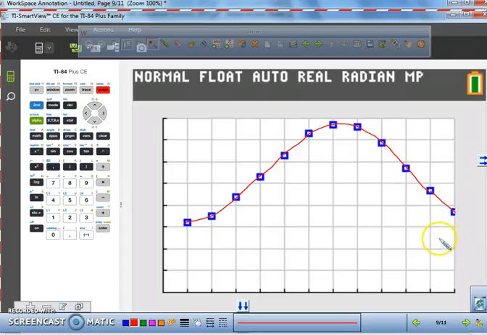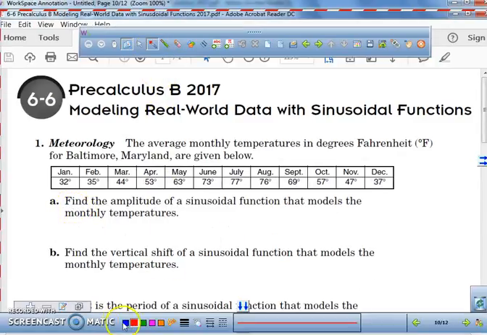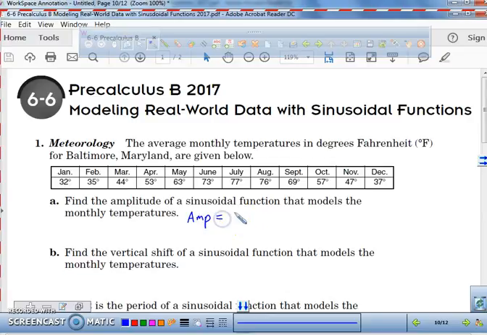But what we're going to do is interpret this as a sine function. I'm going to show you how to do it mathematically, and then we're going to check to see how close we got it. So here we go. Look at our problem right here. It says find the amplitude. So here's what I want you guys to do for answer choice A. The amplitude, amp for short, equals the absolute value of the highest number minus your lowest number, divided by 2. So what is our highest number?